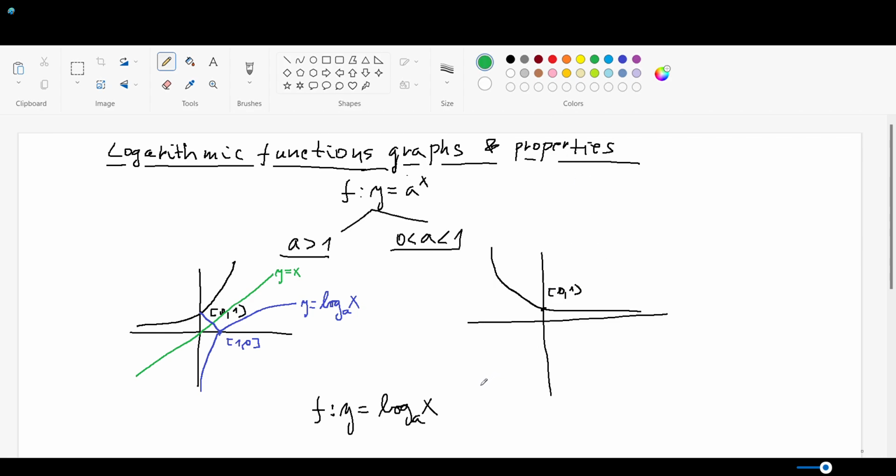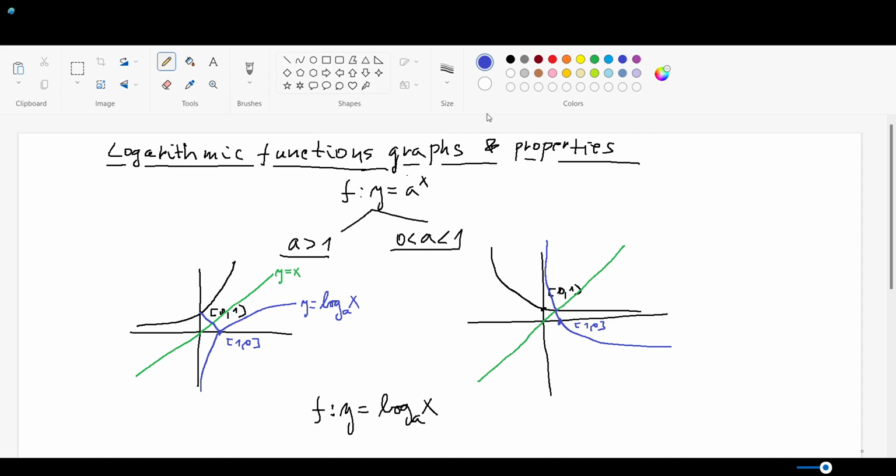Let's have a look at what will happen in the second case. Again, if you look into the mirror, you will realize that this part of the function will be flipped like this here, and this part of the exponential function will be flipped like this here, and again the key point will be defined and will have the coordinates 1 and 0.